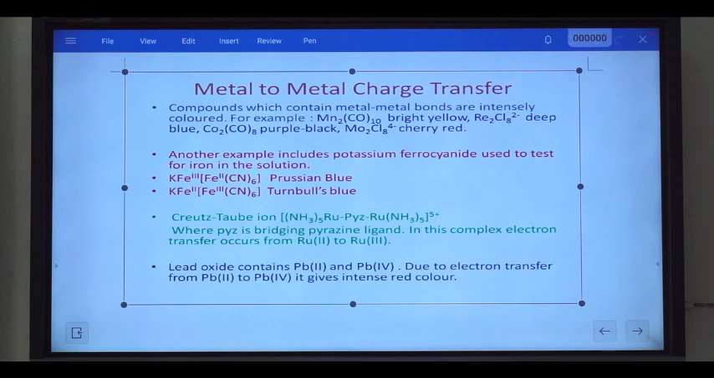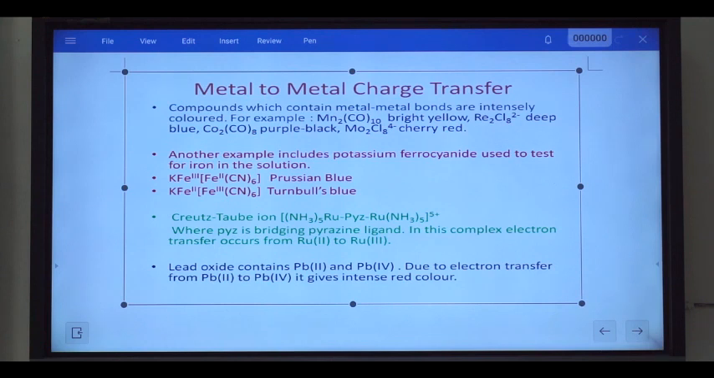It is the same complex, K[Fe(III)Fe(II)(CN)6] and K[Fe(III)(CN)6]. What is the difference here? Here the iron atom which lies outside the coordination sphere carries the +3 oxidation state, whereas the iron which is inside the coordination sphere carries the +2 oxidation state. So here charge transfer occurs from +2 to +3, that is why the color appears Prussian blue, whereas in case of Fe(III) to Fe(II) transfer, it is Turnbull's blue.